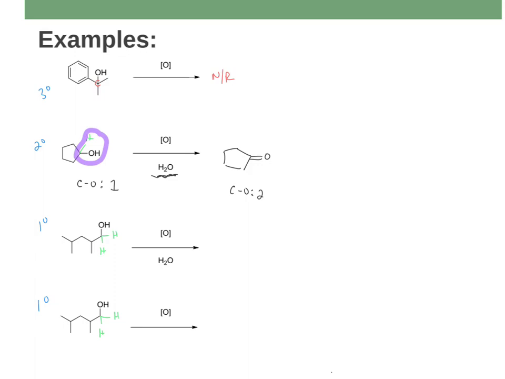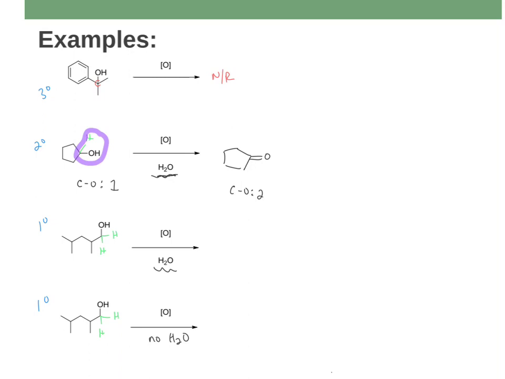Now for these two identical primary alcohols down here, the big difference is that one has water and one has no water. So that's going to change how many oxidations I can do. That's really the big difference: how many oxidations you do depends on whether or not you have water. If you have water, you oxidize it as far as you can. If you don't have water, you can only oxidize it once.